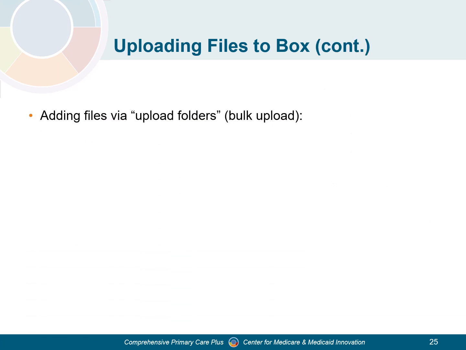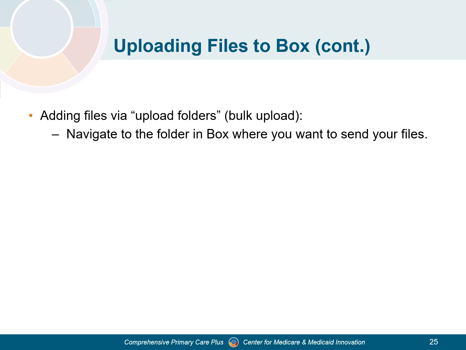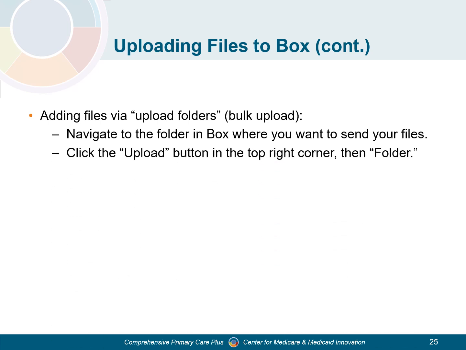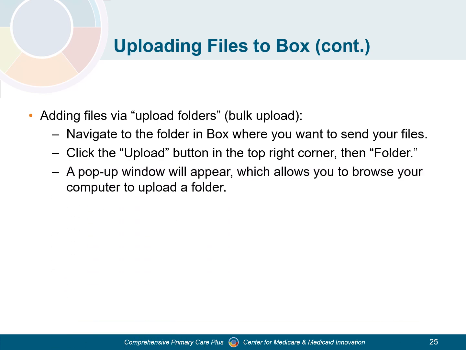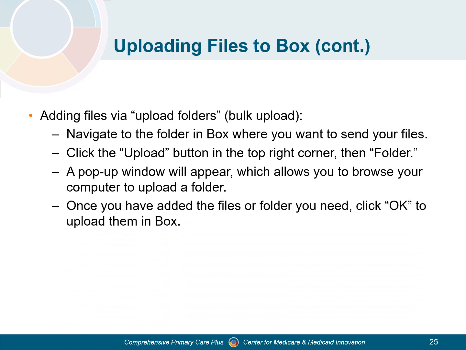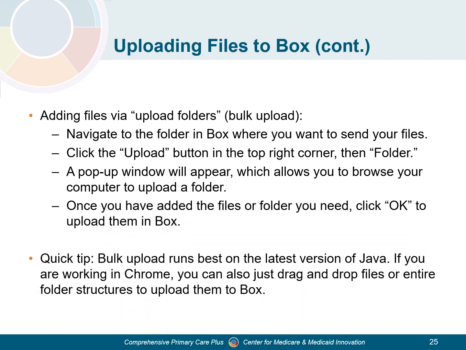If you would prefer to upload multiple files at one time that are already in a folder, you will begin the same way by going to your folder in Box. Click on the Upload button on the top right of the screen, then select Folder. The pop-up window will appear, and you can select the folder you want to upload. Once you have selected the folder you need, click OK to upload it to Box. Quick tip: uploads like this work best if you have the latest version of Java. Also, if you are working in Chrome, you have the option of dragging and dropping your selected files or folders into your Box folder.